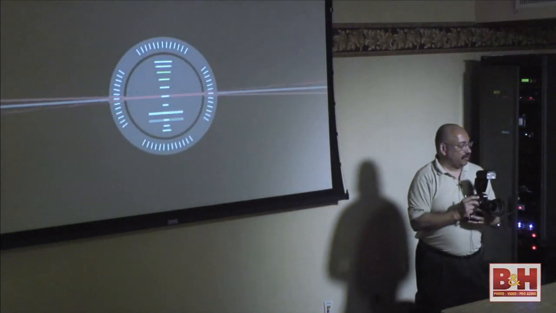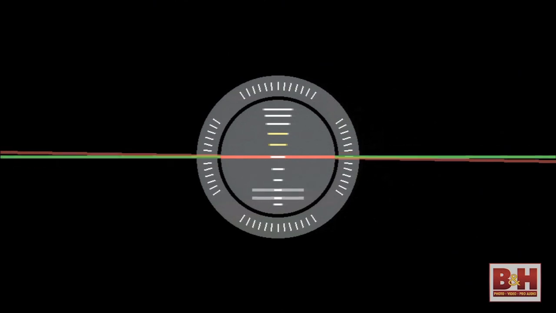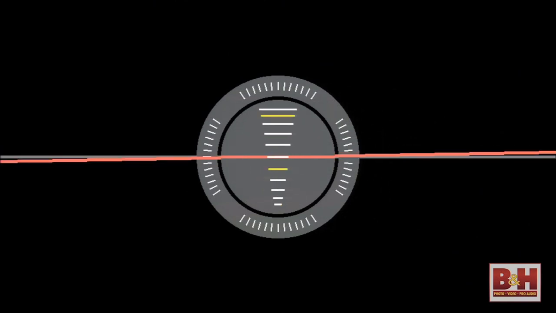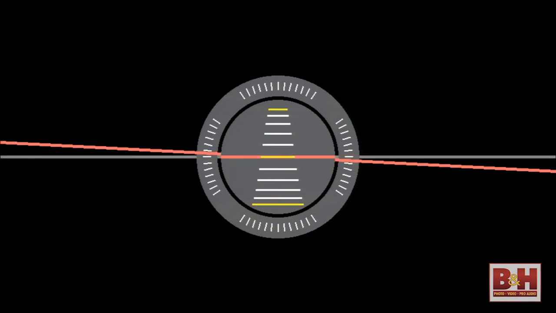This is the electronic level display. This is cool. If you shoot tripod pictures and you're not using one of these, and you've got a 7D, you don't know what you're missing. This is cool.